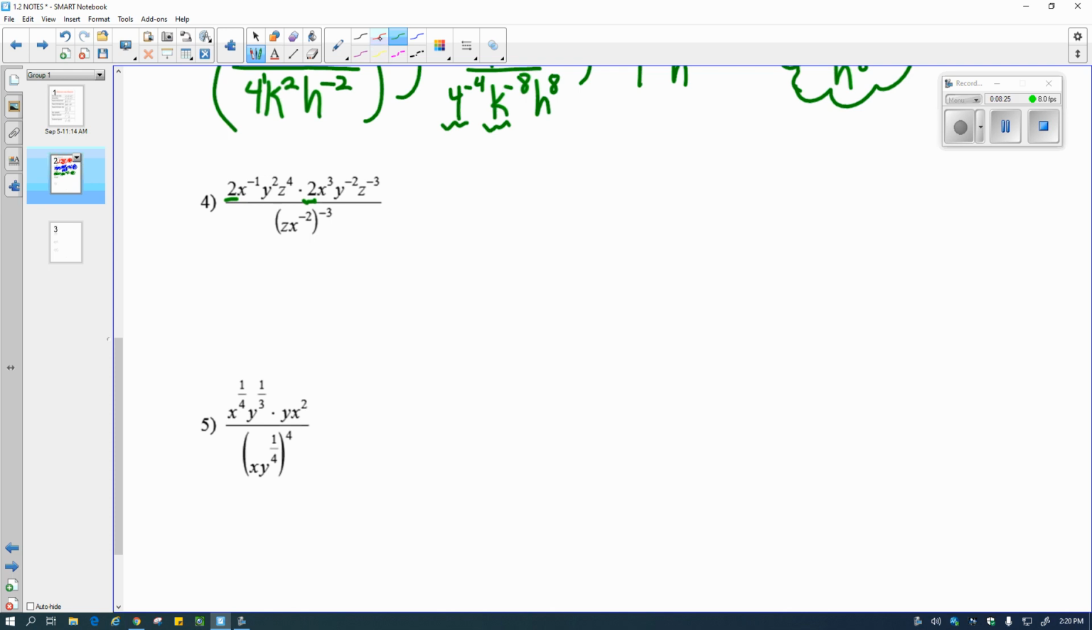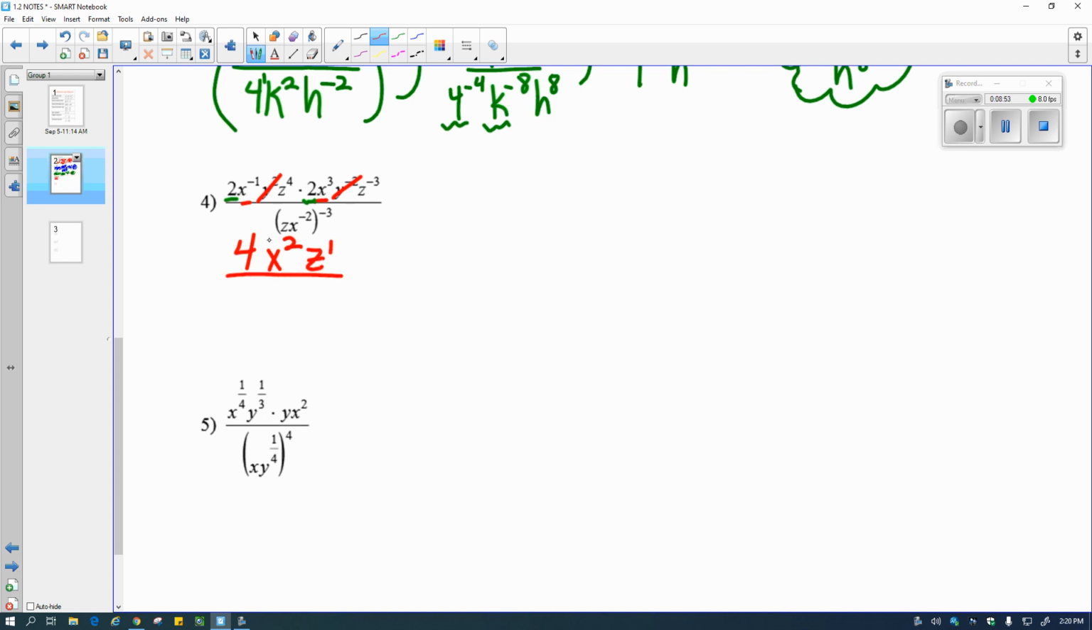I'm going to multiply those together, 4. Then I also notice that I have an x here to the negative 1st and an x to the 3rd. So I'll add together those powers, x to the 2nd. I have a y to the 2nd, y to the negative 2nd. Well, they cancel each other out because it'd be y to the 0 power, which is 1. And then 4 plus negative 3 gives me z to the 1st.